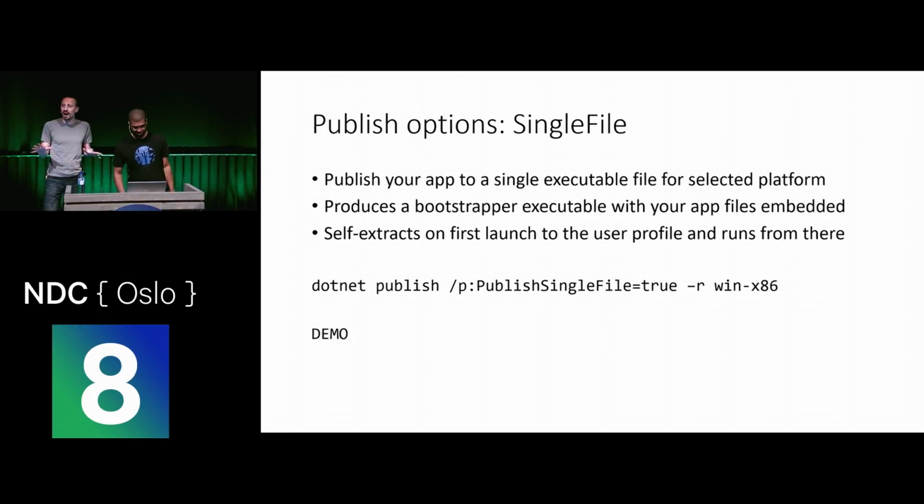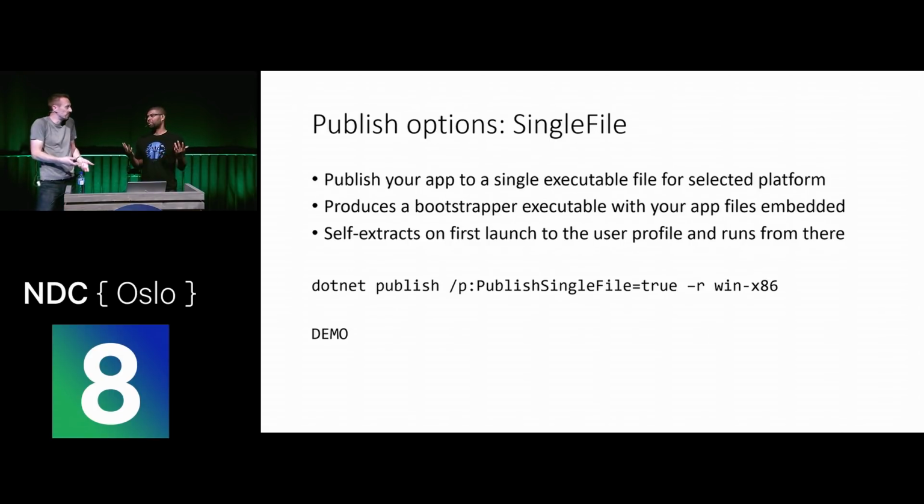Publish option: single file. A lot of people have indicated that when they publish their application, they get a little sad when they see hundreds and hundreds of files in the output, especially if they're doing a self-contained application that takes the whole .NET Core runtime and shoves it in their application with it. Just zip it.